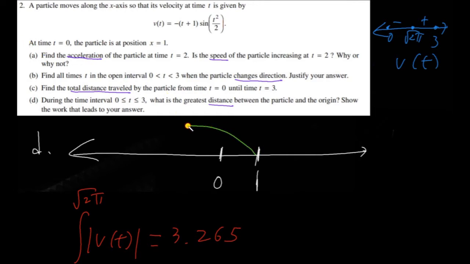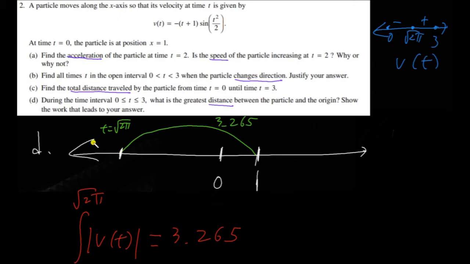Since this number is greater than 1, that means the particle went like here. It went a total distance of 3.265, right? This is at negative 2.265, and this is at time t equals square root of 2 pi.